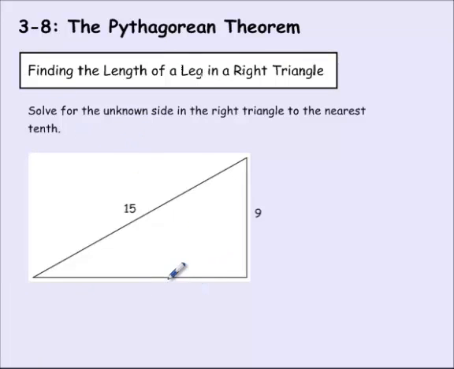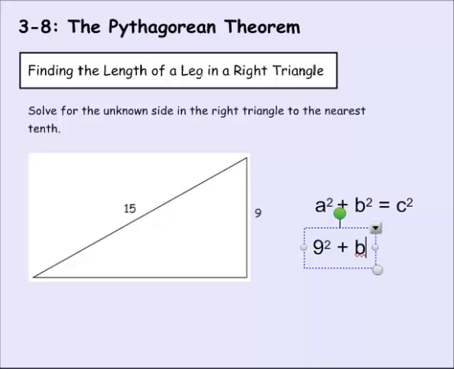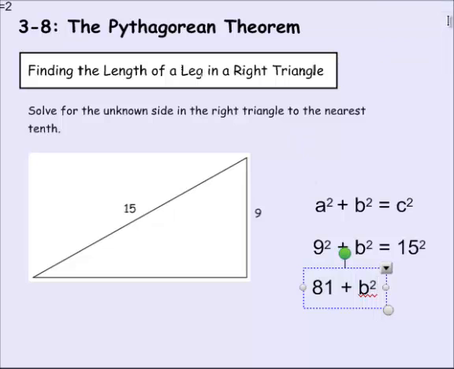Here we can go backwards a little bit. We could solve for an unknown side. See, this is the long side. It gave us that. So c squared is given. Then 9 is also given. So we'd have a squared plus b squared equals c squared. So we're going to plug in 9 for a. So 9 squared plus b squared equals c squared, which would be 15 squared. So 9 squared is 81. So plus b squared equals 15 squared, which is 225.